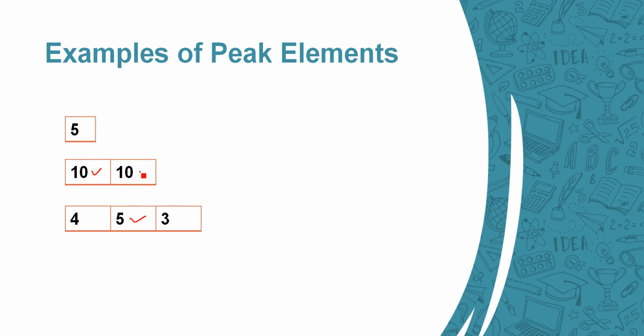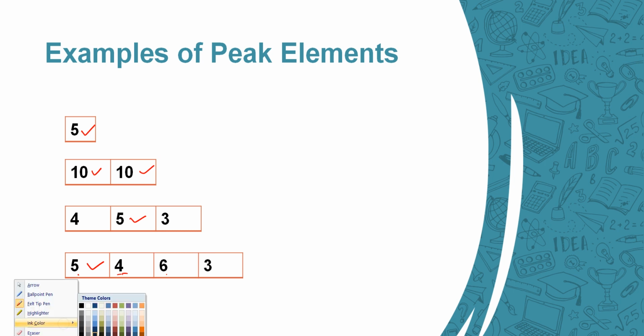In this case, both these 10s will be considered as pick elements, and in this one, 5 is also a pick element because it doesn't have any neighbors. In the same way, this 5 will be considered as a pick element because it is greater than or equal to this 4, right? It has only one neighbor. Now this 4 has two neighbors, 5 and 6. It should not be smaller than 6 and 5, but this is not the case, so this is not a pick element.